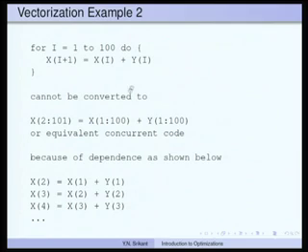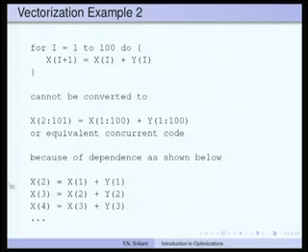Let us look at another example of vectorization to see what is not possible. Here we have again a very simple loop, but with a small change. Instead of x I equal to x I plus y I, we have x I plus 1 equal to x I plus y I. This is not a parallelizable loop. The reason is, let us expand the loop.